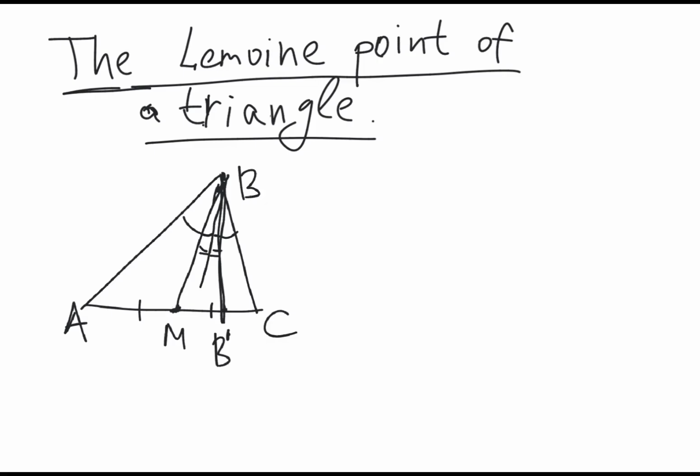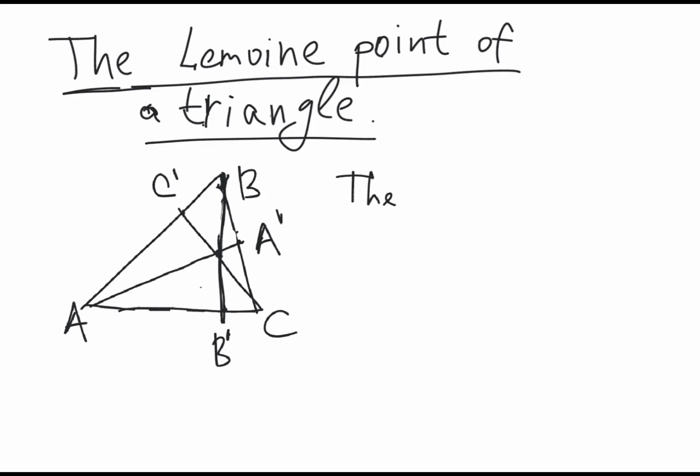If we have three symmedians, then they intersect at a single point, and this point is called the Lemoine point of this triangle. So BB prime, let's say CC prime and AA prime, and this would be the point L.